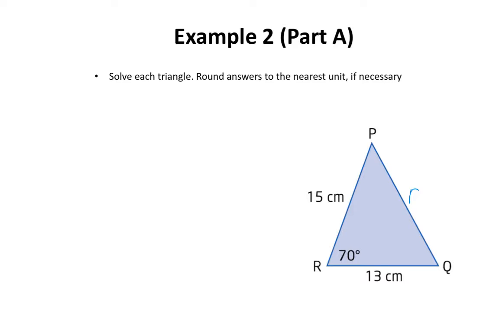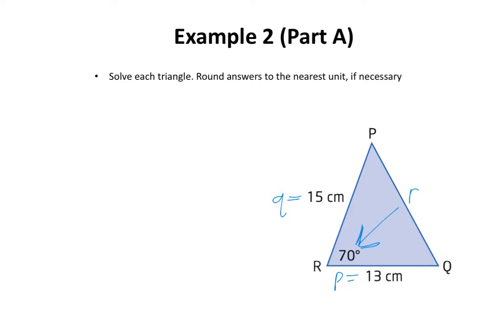That is going to be side length r. This is side length q. This is side length p. If we're trying to figure out side length r, we are going to need the angle directly across it, which is angle r, as well as the two side lengths which are flanking that angle. In this case, it would be q and p.